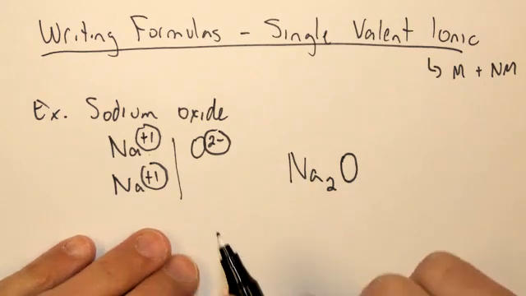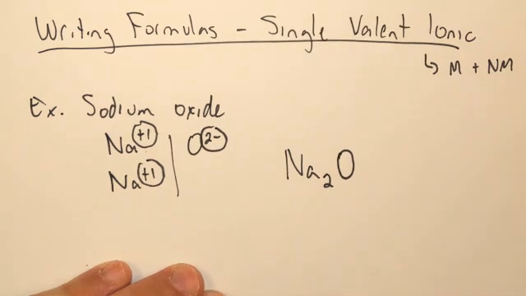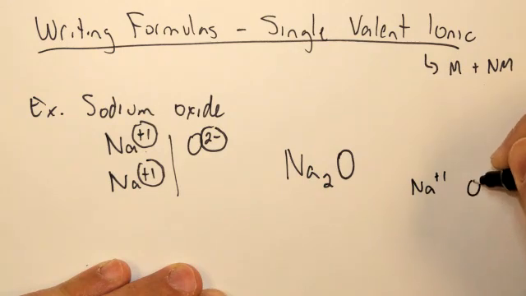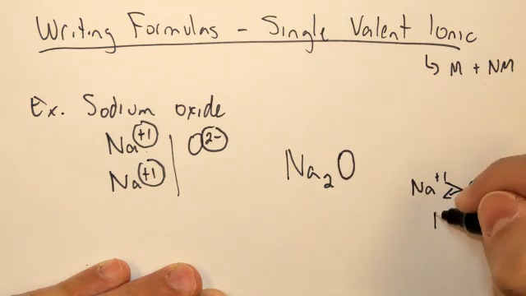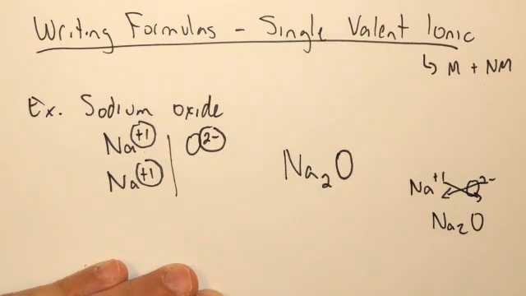There is another option to solving these questions, and it's called the swap and drop method. In the swap and drop method, you still have to find the symbols and the charges, except this time you swap and drop the charges. And so that 2 goes with the Na, and the 1 goes with the oxygen. And again, we don't write 1s. Now, the swap and drop doesn't work every time, and I'll show you an example of when that happens.